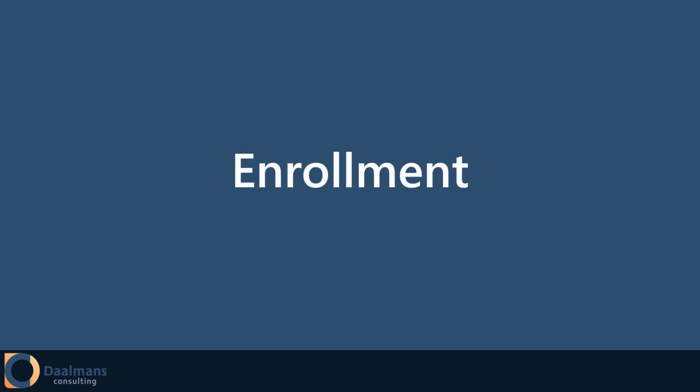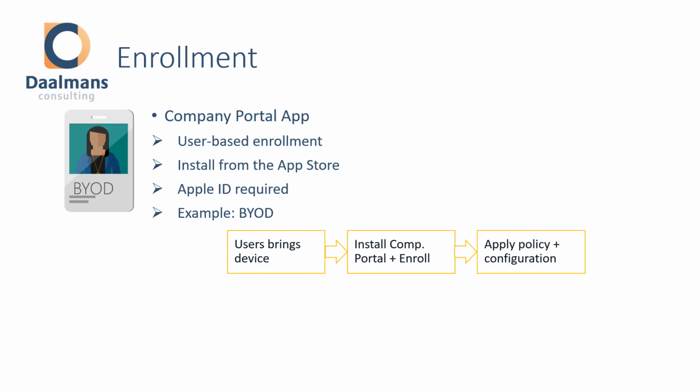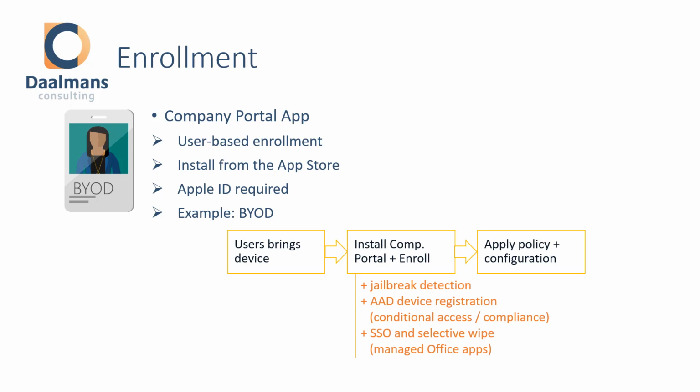So how do we get the device managed? We can do this in basically two or three different ways. First, look at the manual enrollment for a bring your own device type. This is done by the company portal app. It's a user-based enrollment, so after this is done, we are able to configure everything. We can do jailbreak detection. The device is registered to Azure AD for conditional access and compliance. Single sign-on, we can use that.